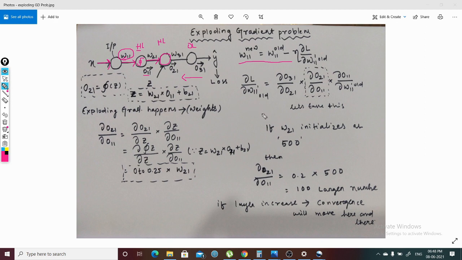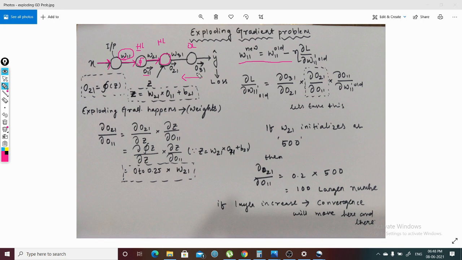It will do the derivative. Derivative is nothing but the change of something with respect to the change of something, right? So this is the output that we're getting at the end of the output layer. So we have to apply the chain rule, right?